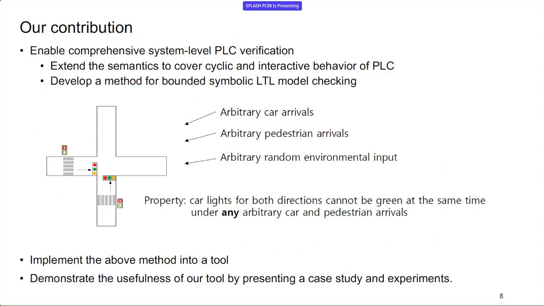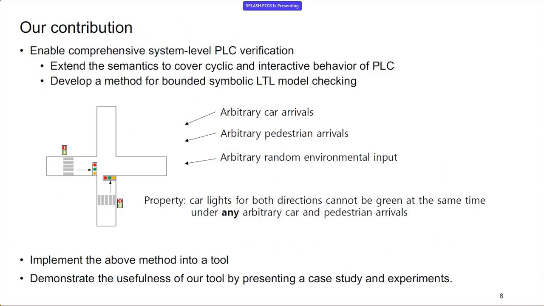To elaborate on the second part, let's think about the traffic light example, where we want to verify a property such as: car lights cannot both be green at the same time under any arbitrary car and pedestrian arrivals. This problem is a typical bounded model checking problem. And since we are not looking at a fixed situation, but want to consider all possible situations, we want it to be symbolic.